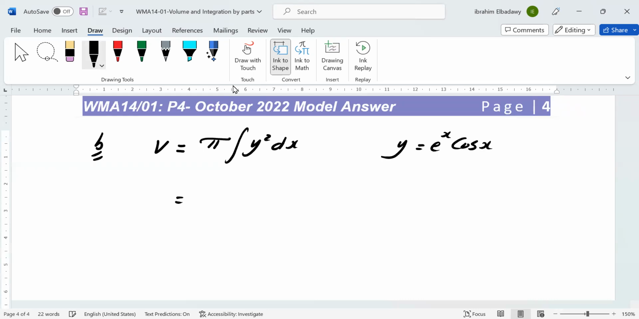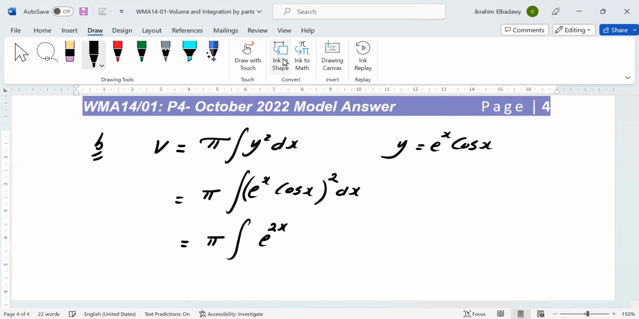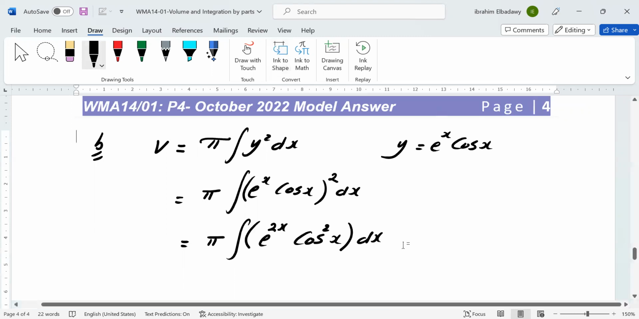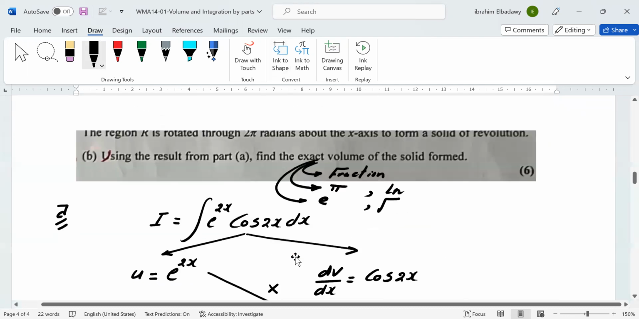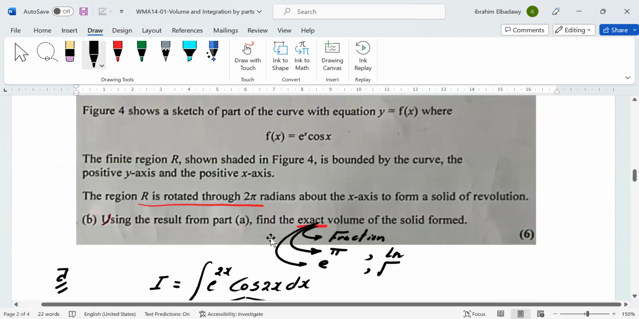So here you can replace y squared and write pi integration of e^x cosine x, all squared, dx. You can distribute the square to be pi integration e power x all squared, which will be e^2x, and cosine squared x dx. But you have to think about part B and part A. He asked you in part B to use part A.